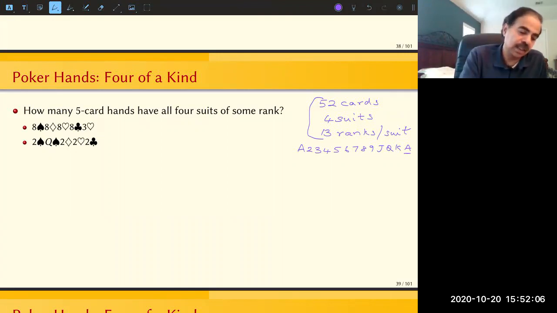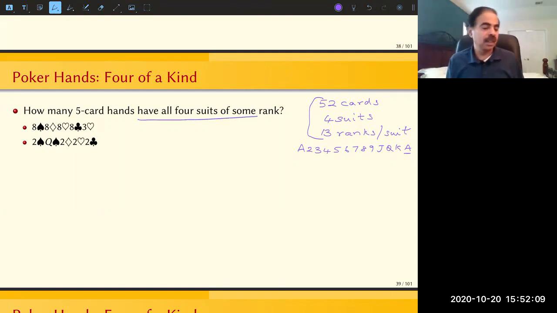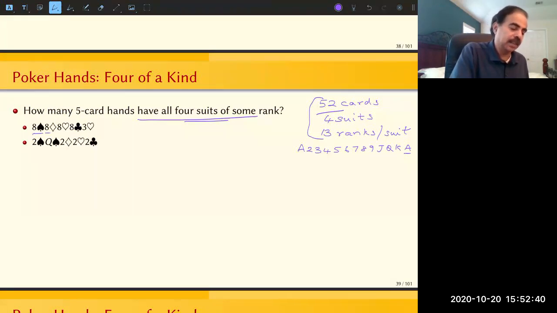So the question is, suppose you think of a random poker hand which has 5 cards. So basically each poker hand is a 5 element subset of these 52 element set, okay? And you are being asked, what is the number of those 5 card hands that have all 4 suits of the same rank? For instance, 8 of spades, 8 of diamonds, 8 of hearts, and 8 of clubs, right? And then the 5th card doesn't really matter what it is, right?